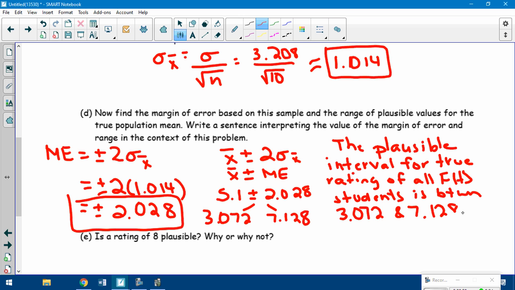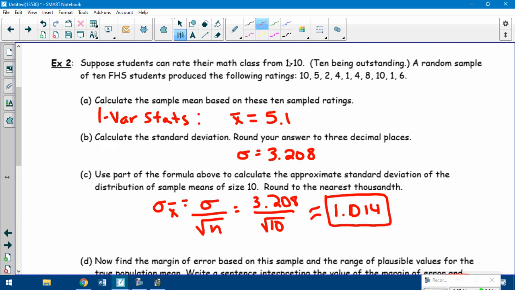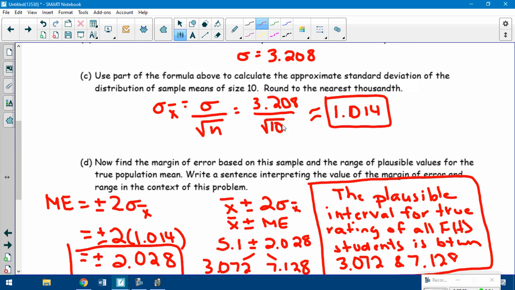That means that the average could be a 3, which is a pretty low rating, to a 7, which is a pretty high rating. How could you make this range shrink? How could you make it smaller? By making a larger sample size. The sample size was only of size 10. If I made it a bigger sample size, this number would be smaller because I'd be dividing by a bigger number, and the margin of error would be smaller.